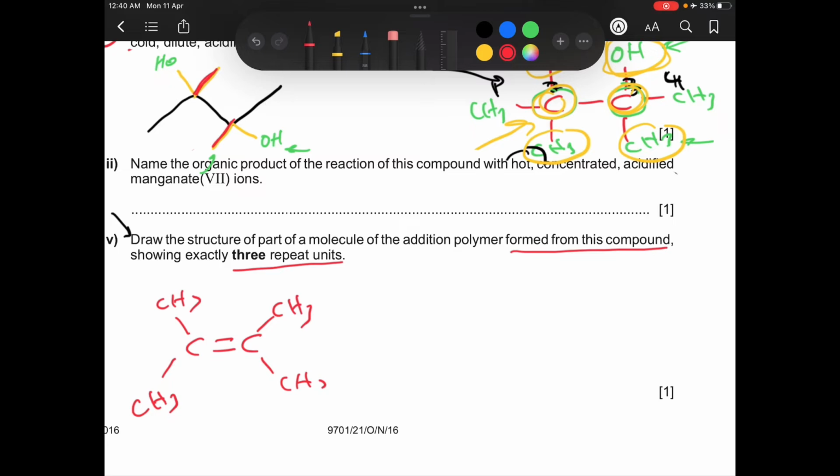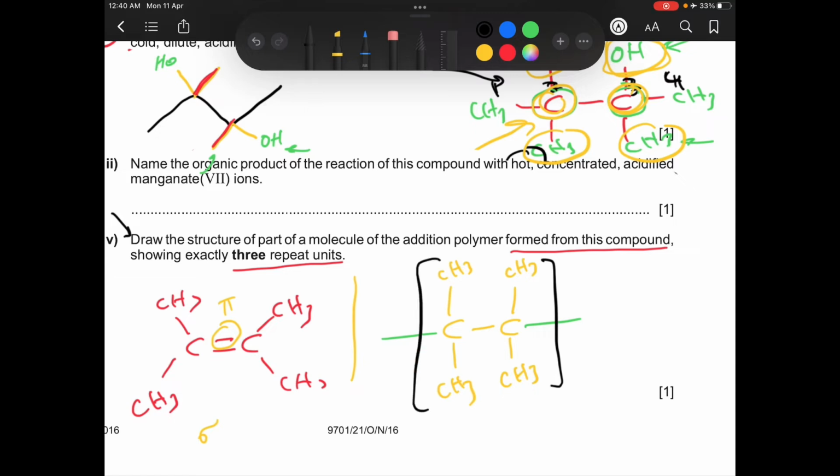Once you make a polymerization reaction, you will break the bond in here, which is the pi bond. You break the pi bond and reform new sigma bonds. So once we do that, you will change that to C and C, and you will have CH3, CH3, CH3, and CH3. You break the pi bond, and then you make another sigma bond, and then you put them in brackets like this. So in this case, we can say this is a repeat unit.